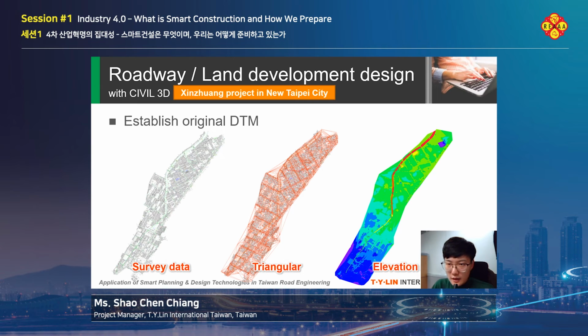Here is another example. It is the Xinzhuang project in New Taipei City. We also generate the original DTM using the topo survey data, and through the triangular method, we can show it in the elevation analysis. So in a darker place, it means lower parts, and the brighter one is the higher ground.